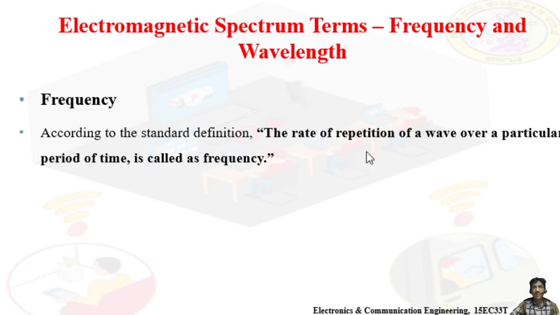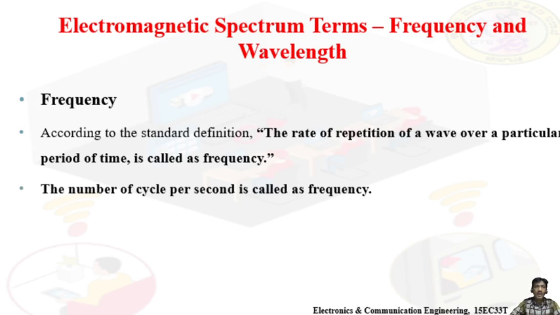The number of repetitions of the wave over a particular period of time, for a given time. Example, 1 second. In that 1 second, how many repetitions happen in that period? That is nothing but frequency. Another definition is number of cycles per second. The number of cycles per second is called frequency. It is represented as small f.